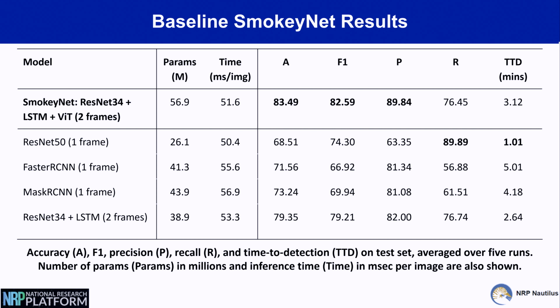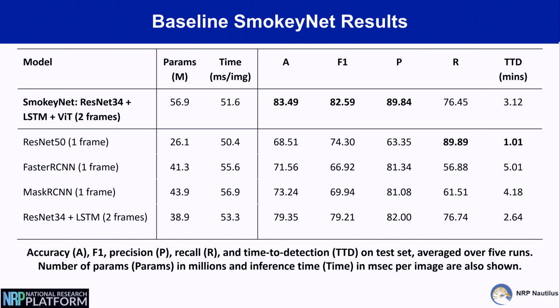Faster RCNN and Mask RCNN are approaches for object detection and object segmentation. And then the last entry has ResNet 34 and LSTM. Those are the same components in SmokeyNet, but it doesn't have that visual transformer, so it doesn't have that component to capture the spatial correlation within each image.